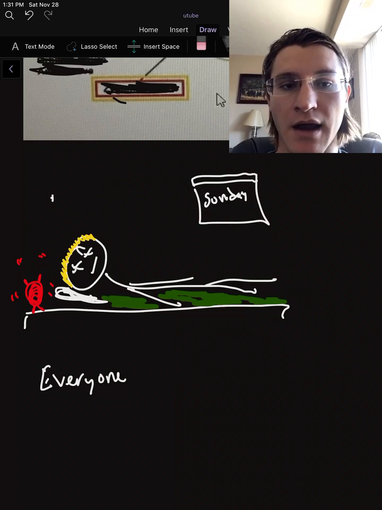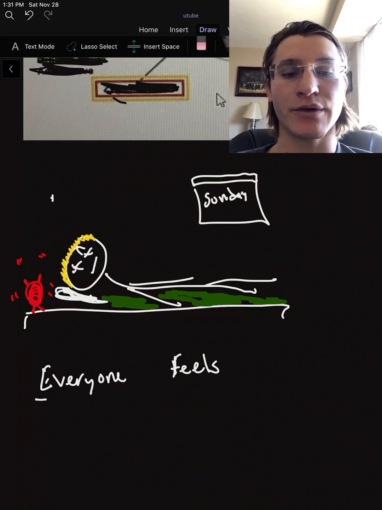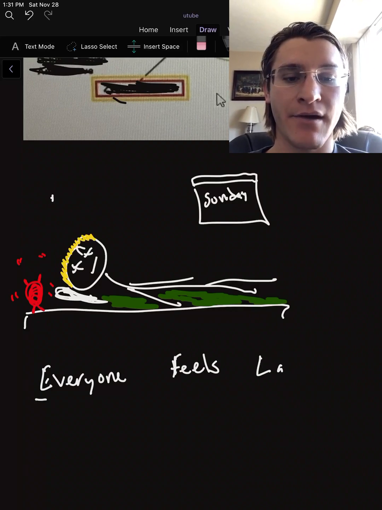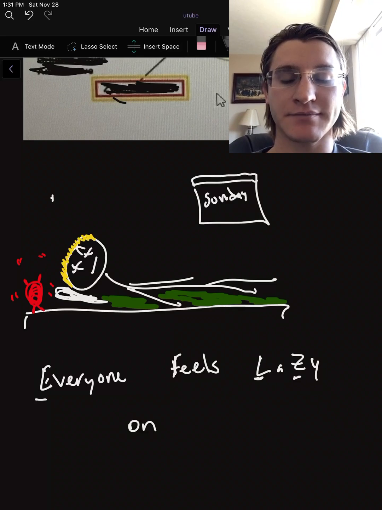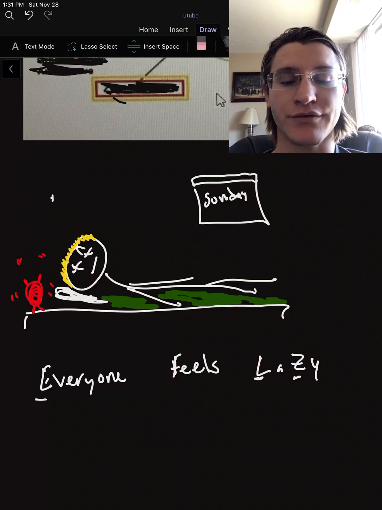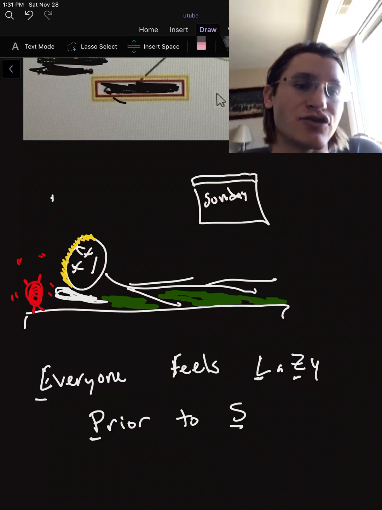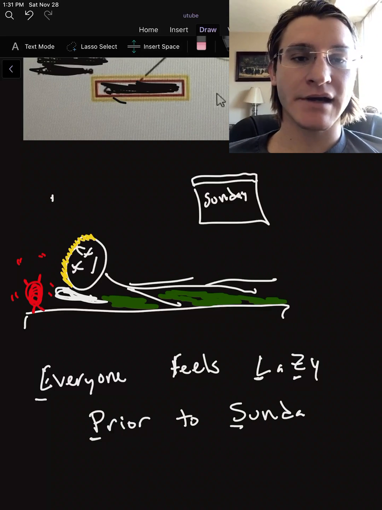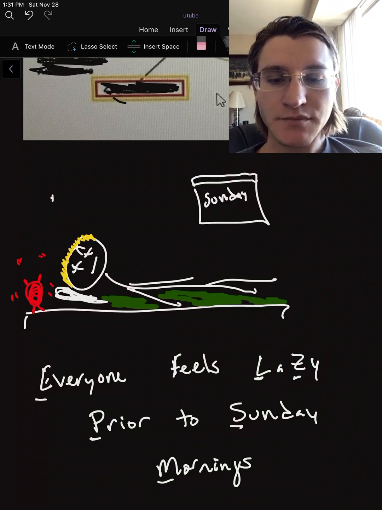So everyone feels lazy. We've got to remember lazy has an L and a Z. So everyone feels lazy prior to Sunday morning. And that's kind of true. So I drew a little guy there, he's knocked out. He doesn't want to wake up either. Everyone's lazy prior to Sunday morning.